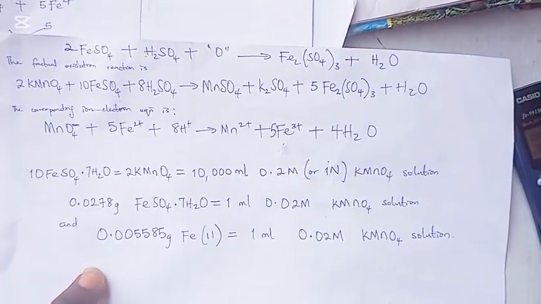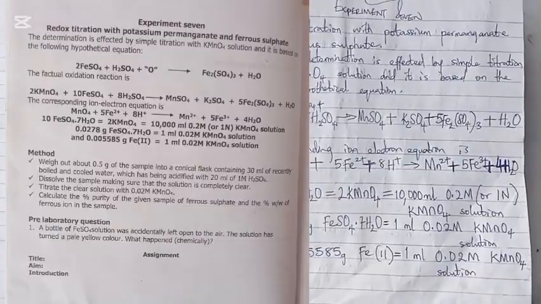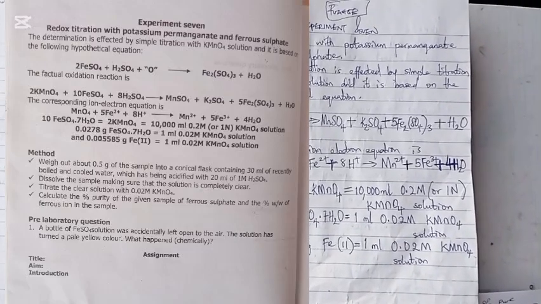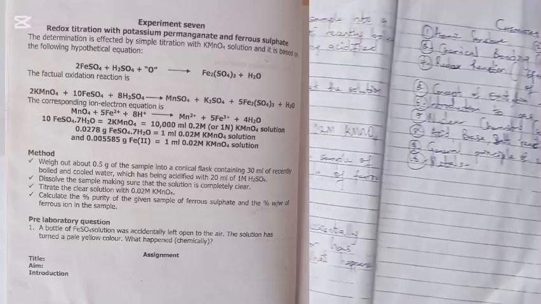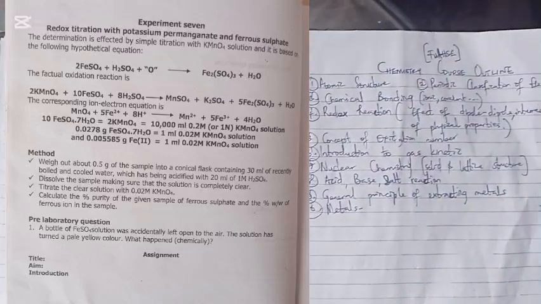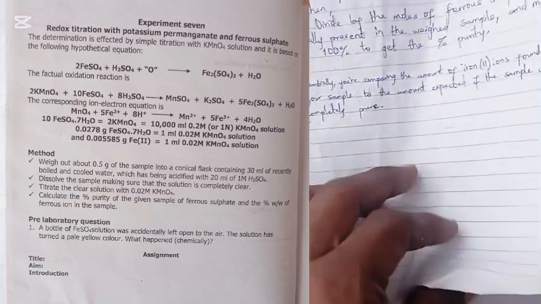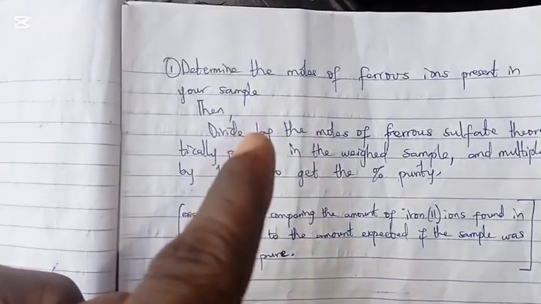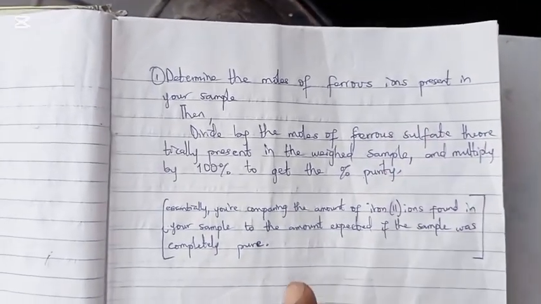Remember, these are the equations of the reaction. So we have this as an experiment. I'll still put the question there. These are the measures that they say we should take, but all these things are very confusing. So this is our causal line, but see how I mapped it out. When you are doing this practical, you first of all determine the moles of ferrous ions present in your sample.